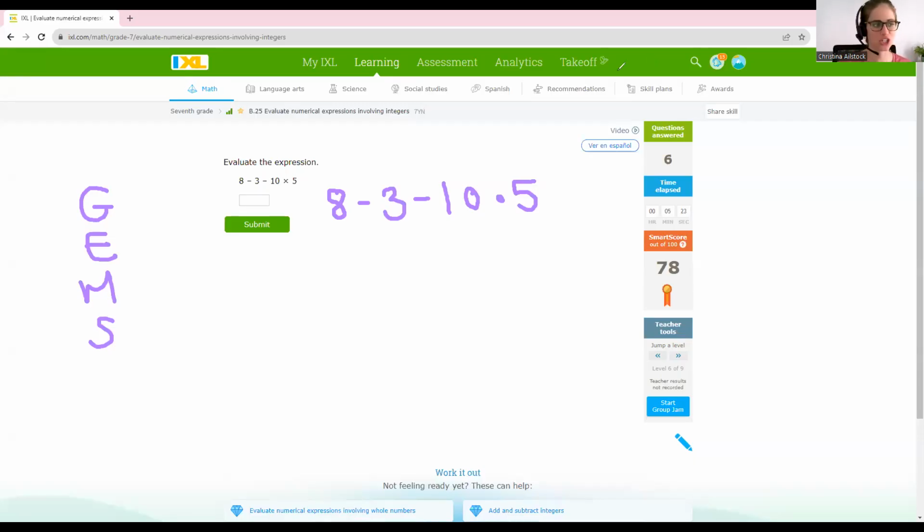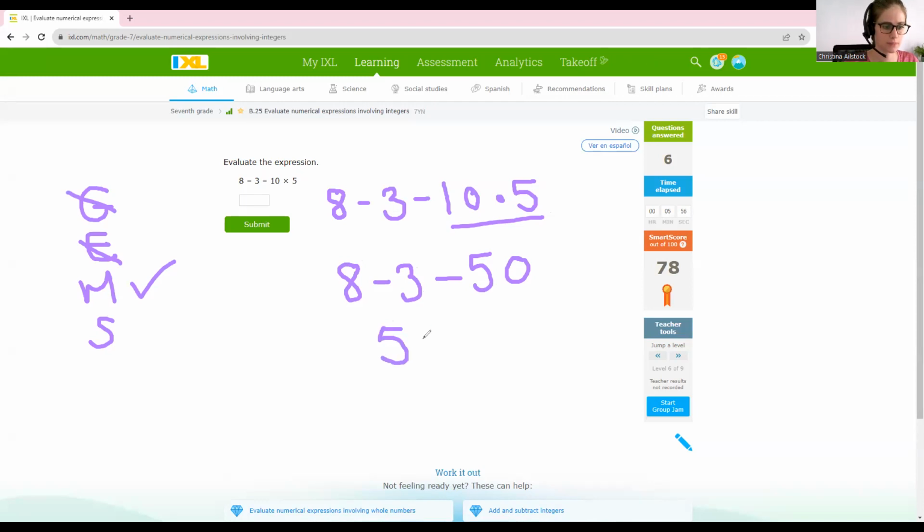Okay, let's kick it up a notch here. We see a couple different subtraction signs that we have to deal with. So first up, any grouping symbols or exponents? Nope, still none of those. How about multiplication or division? Yes, we have 10 times 5, which would be 50. And then we're going to bring everything else down. And now we need to do any addition or subtraction, and we're going to go from left to right. So 8 minus 3 would be 5. And then I'd have 5 minus 50.